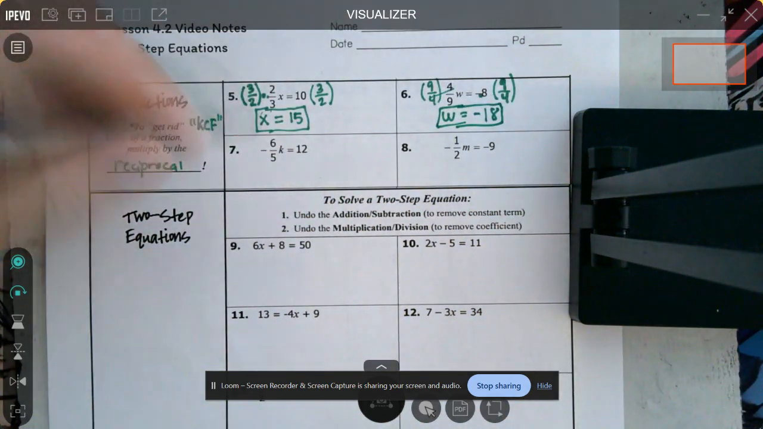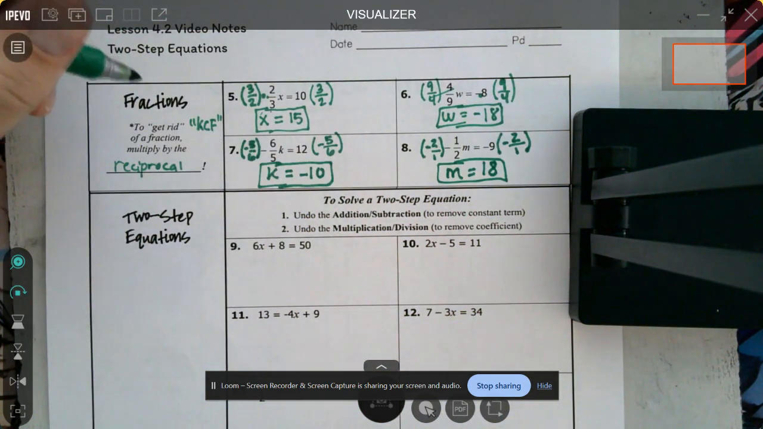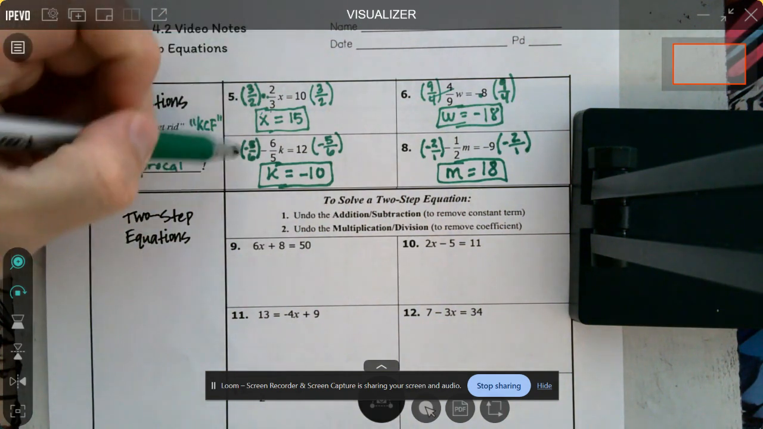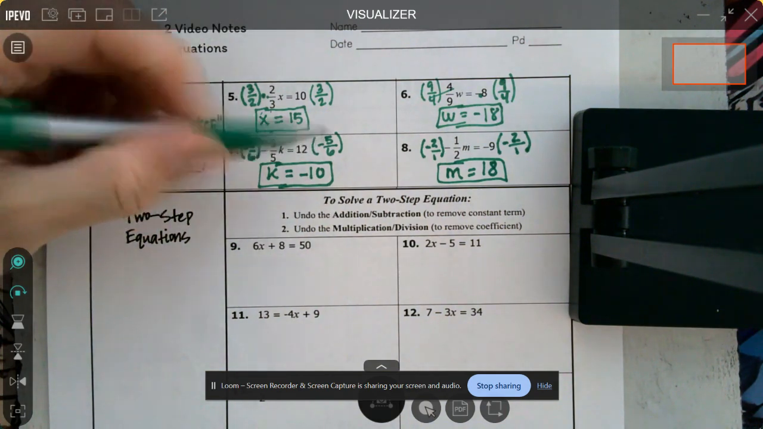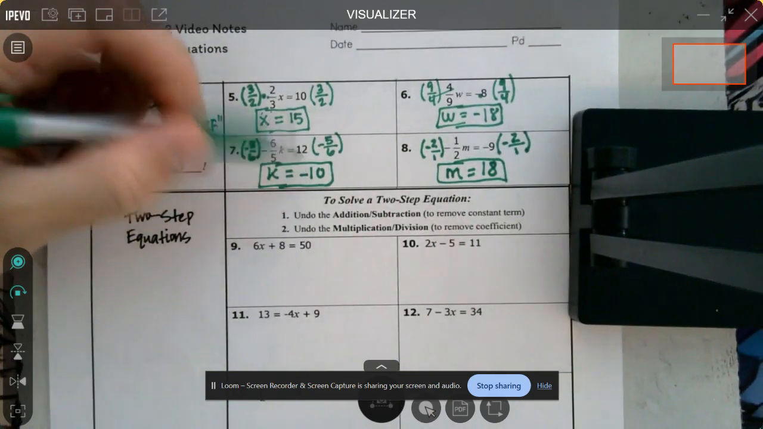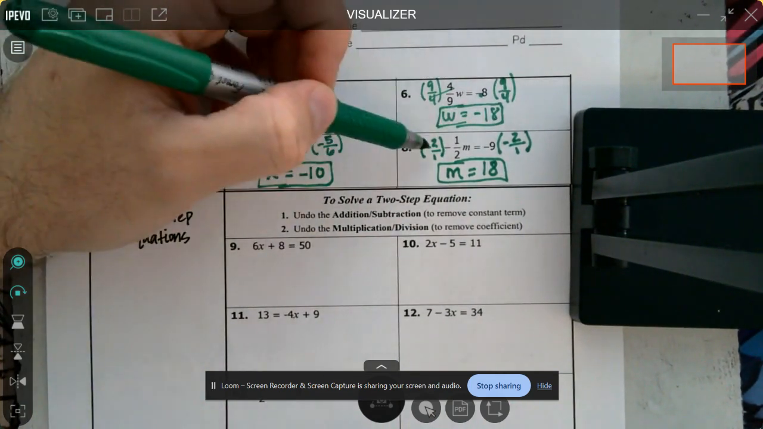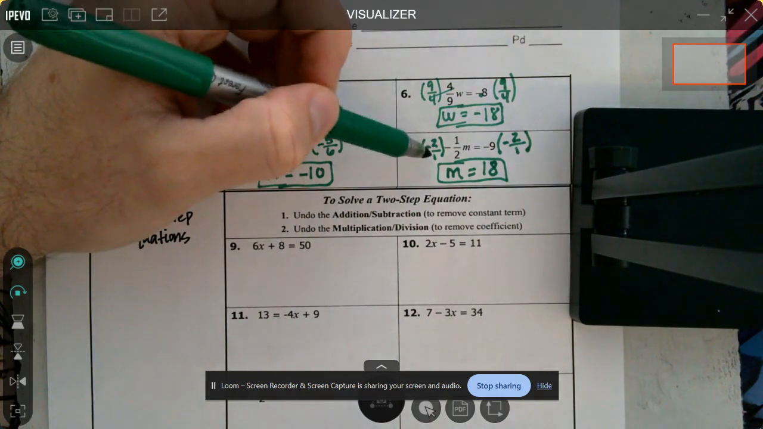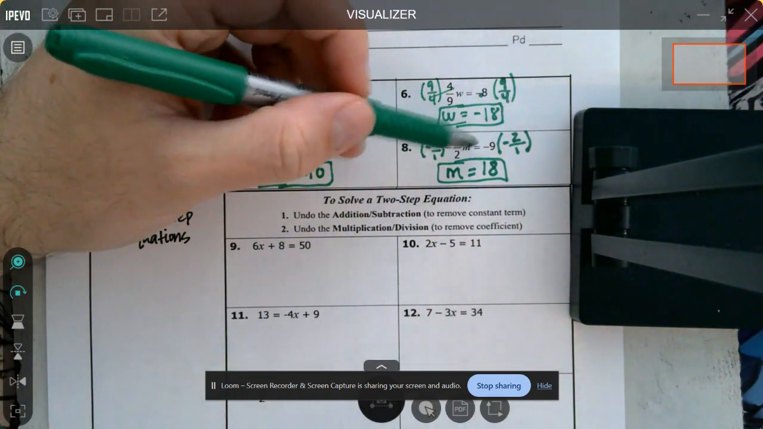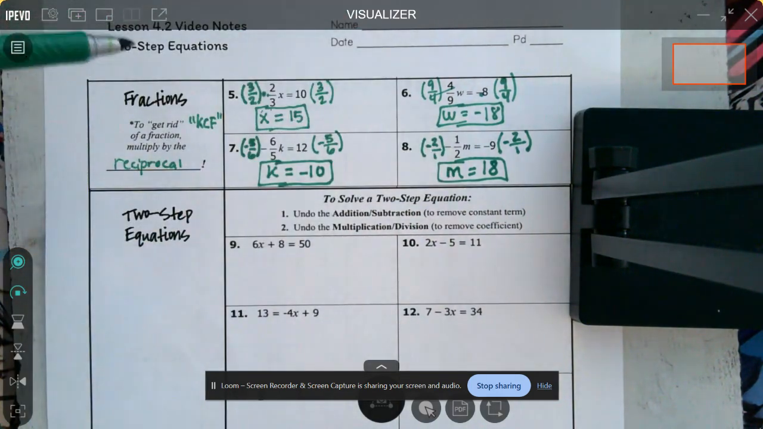All right, I'll pause the video. You do 7 and 8. All righty, here's my work for 7 and 8. So we multiply by negative 5 over 6 on both sides. Number 7, you get k equals negative 10. Use your calculator if you need to check. Number 8, multiply by negative 2 over 1 on both sides, and you get m equals 18.